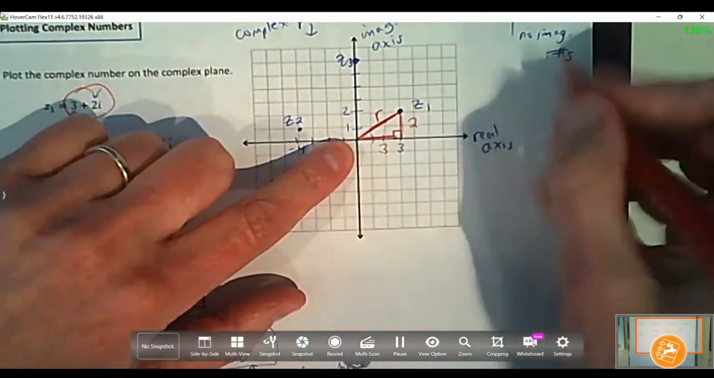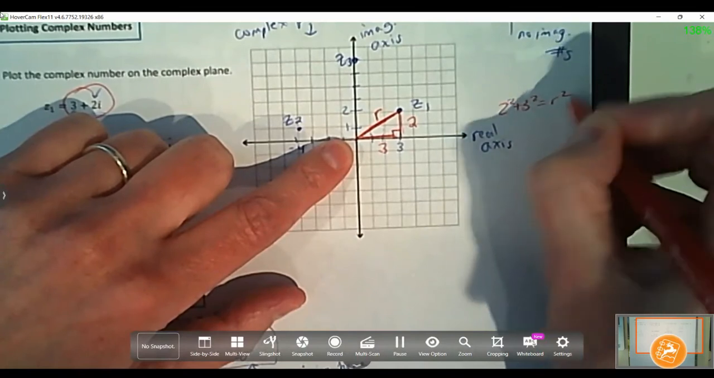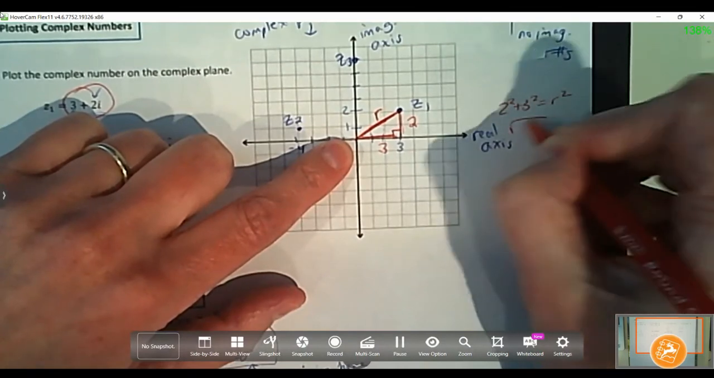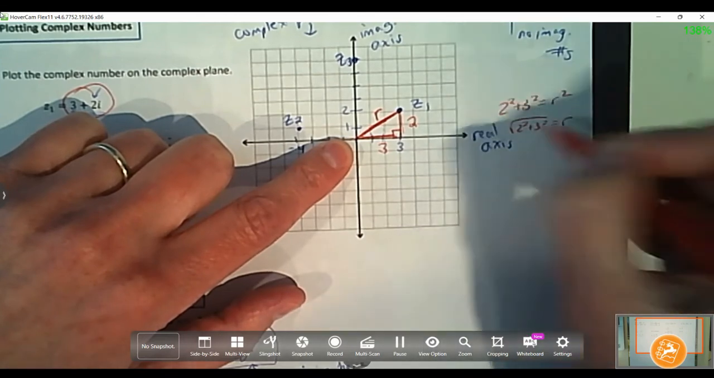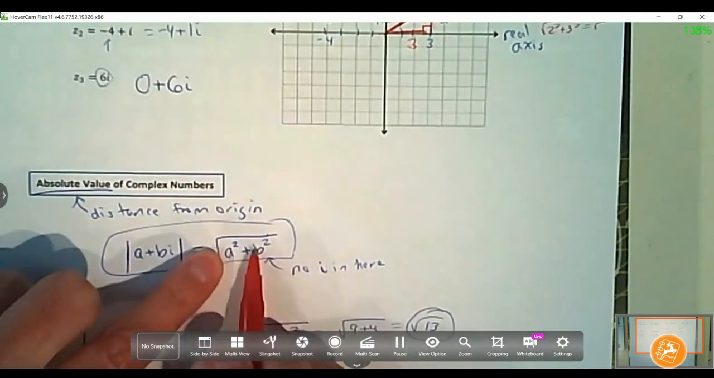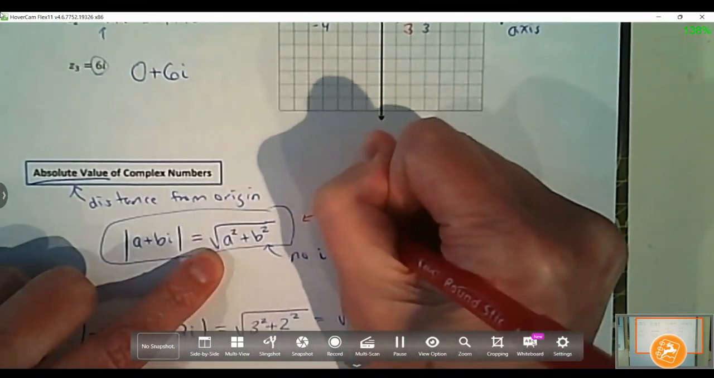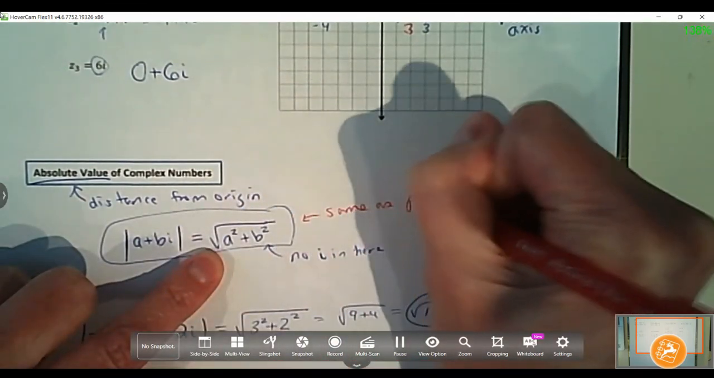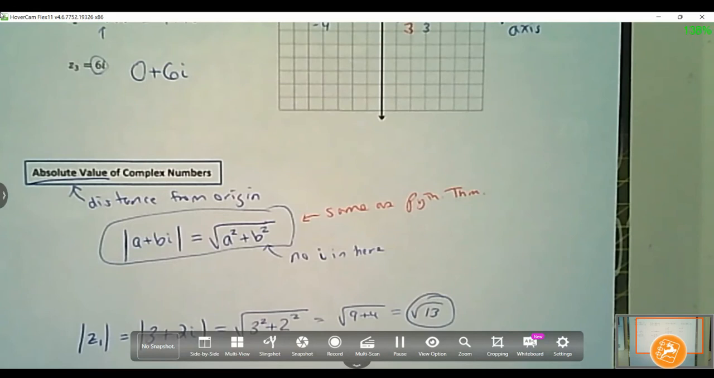If we want to find the hypotenuse there, we would do 2 squared plus 3 squared equals r squared. And then to find r, we would take the square root of that value. So this is really not a brand new formula. This is the same as the Pythagorean theorem. So you can think of it either way, whichever way you prefer.